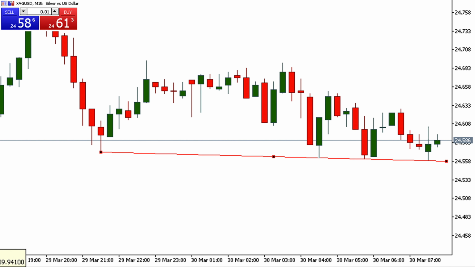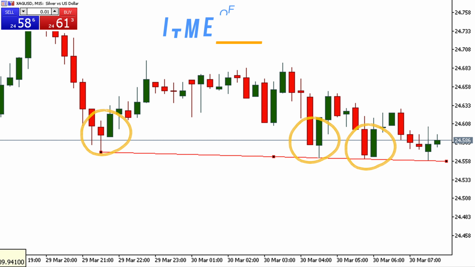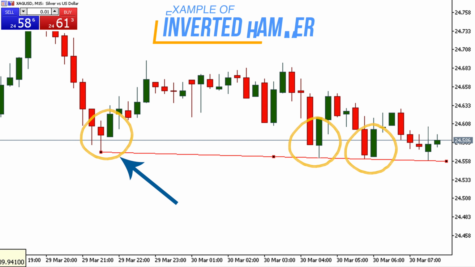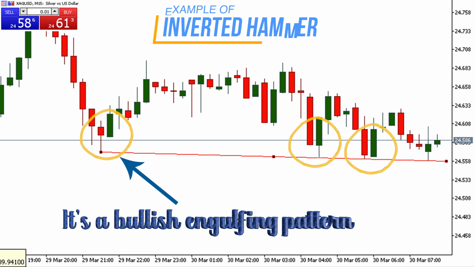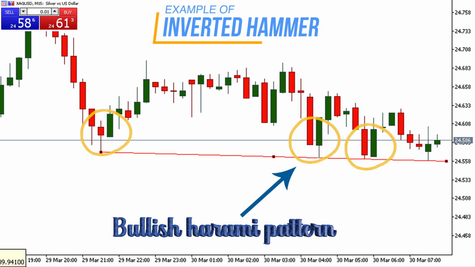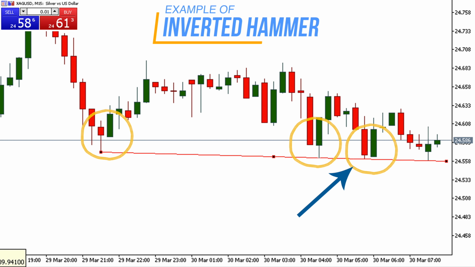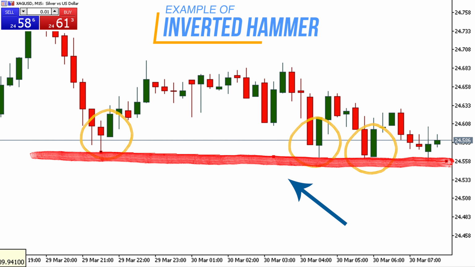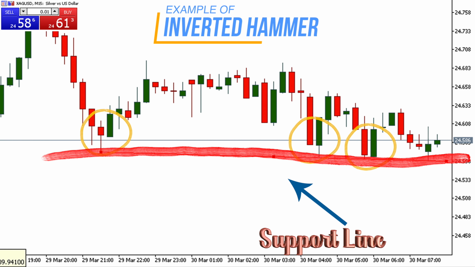Shown in the chart of silver versus US dollar commodity is an inverted hammer reversal pattern after a downtrend. Here the chart shows a bullish pattern at the support line. This is not a hammer, it's a bullish engulfing pattern. And here is a bullish harami pattern. And here is also a bullish engulfing pattern. The red line is the support line of the trend.